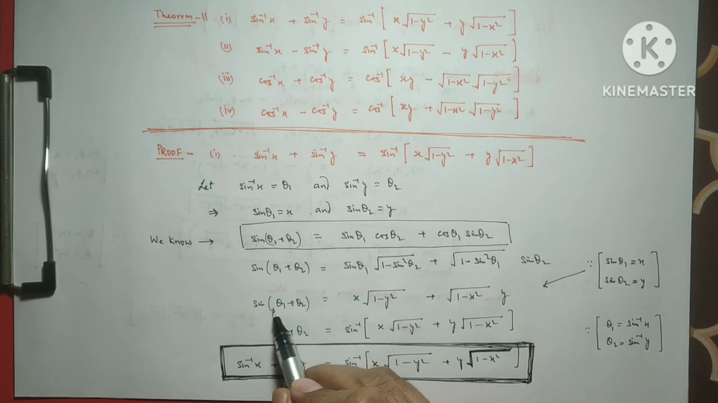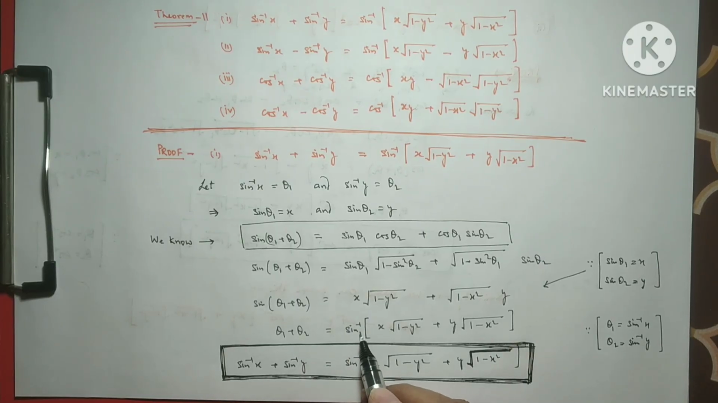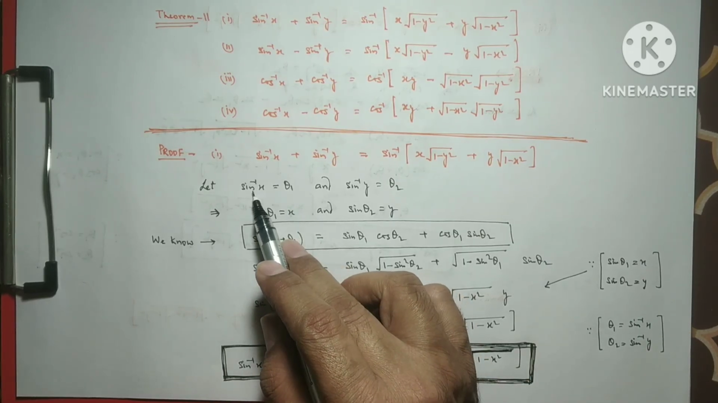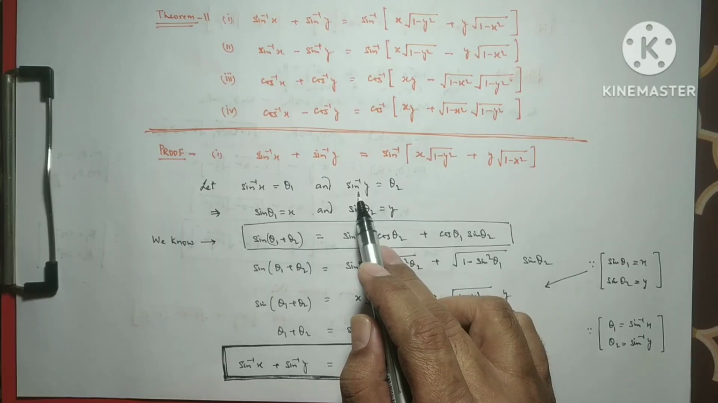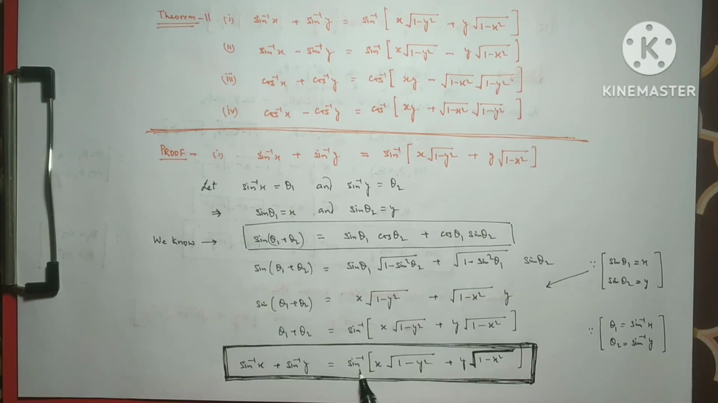And this is sin of theta 1 plus theta 2. So sine comes on the right hand side and becomes sine inverse. So theta 1 plus theta 2 equals sine inverse of this expression, and we substitute these values according to our assumption: theta 1 is sine inverse x, theta 2 is sine inverse y. So we get sine inverse x plus sine inverse y equals sine inverse of this. So this is the required result, hence proved.